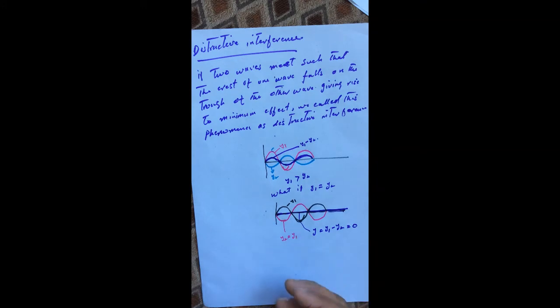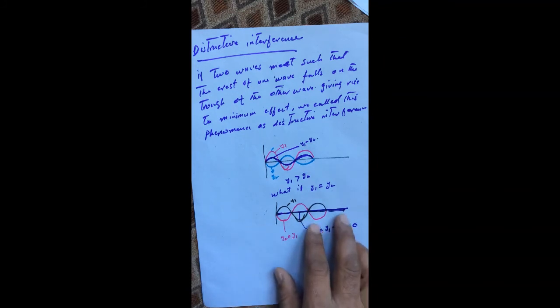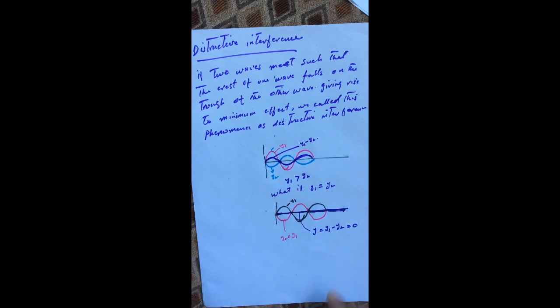Like two waves superimpose on each other in such a way that the crest of the first wave falls on the trough of the second wave, so that they minimize the effect of each other. By minimize, I mean they cancel the effect of each other. So we have no waves in this medium. Such a type of interference is called destructive interference.